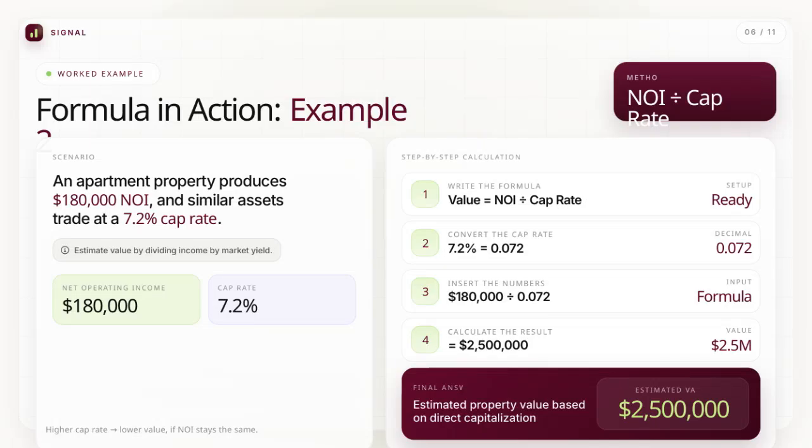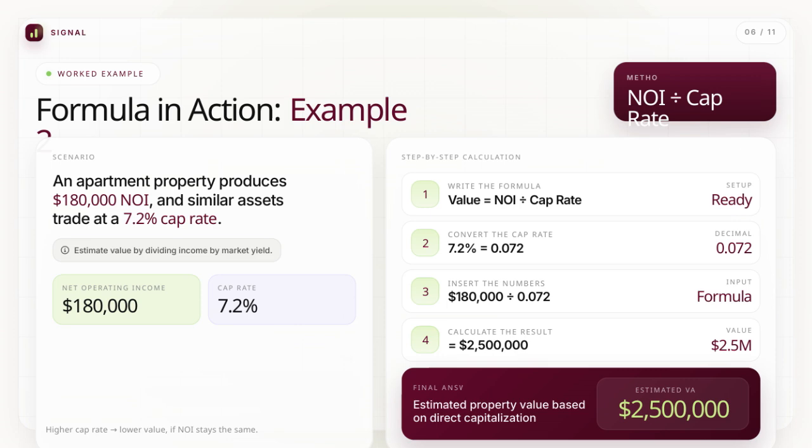Here we have an example of how to estimate the value of an apartment property using the direct capitalization method. The property generates a net operating income of $180,000, and similar buildings in the market have a capitalization rate of 7.2%. To find the property's value, we divide the net operating income by the cap rate. First, we write the formula: value equals NOI divided by the cap rate. Next, we convert the cap rate from a percentage to a decimal, which is 0.072 in this case.